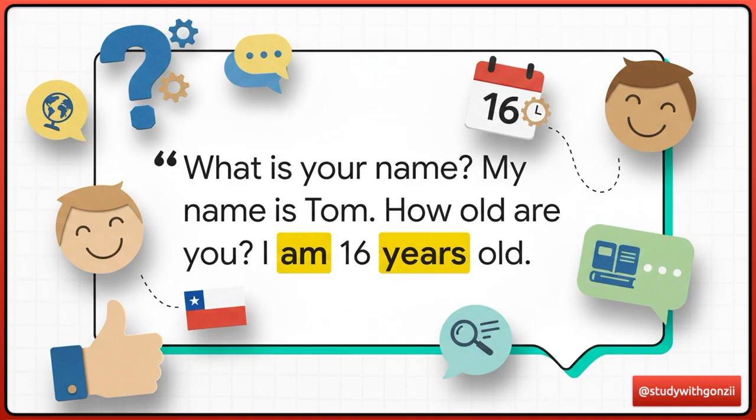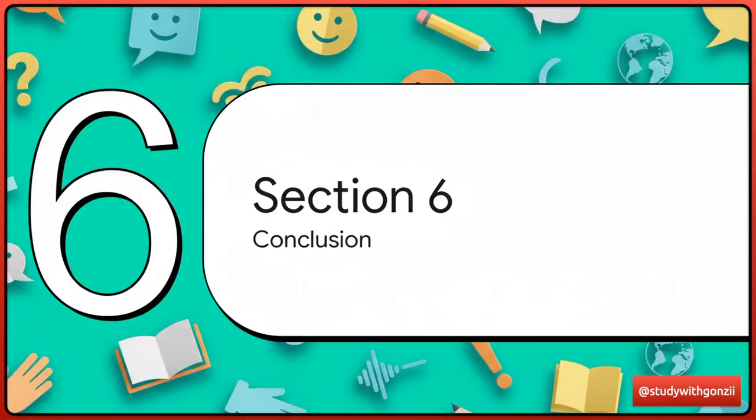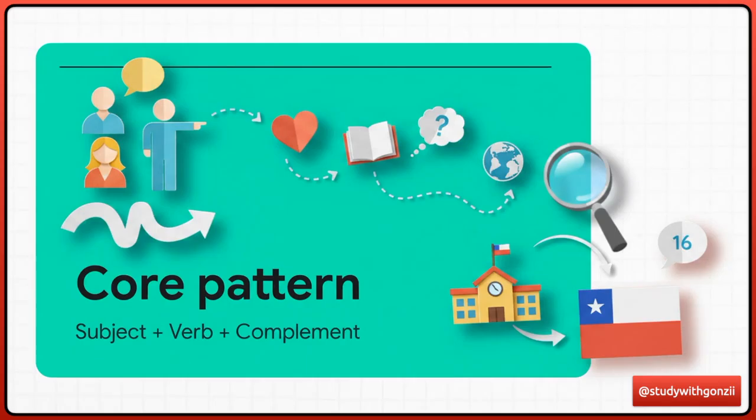Look at that. Just by putting together the simple blocks we learned today, you literally have the whole shebang for a full, completely accurate introduction. And that brings us to section 6, conclusion, introduce yourself. First of all, congratulations on the hard work today. Honestly, if you only remember one single thing from this whole explainer, make it this core English pattern right here. Subject plus verb plus complement.